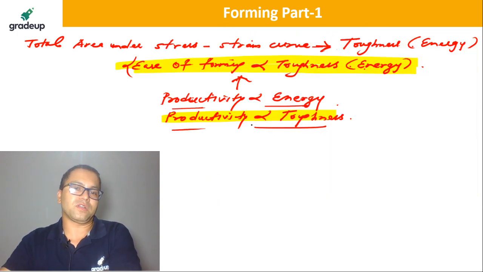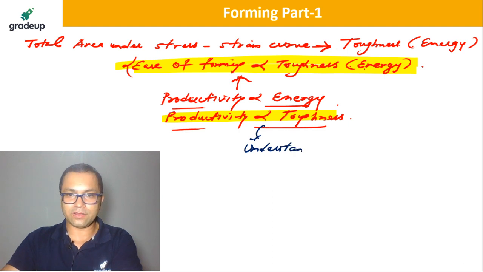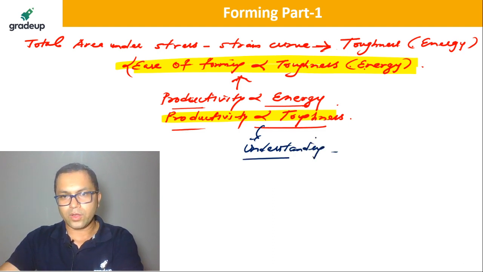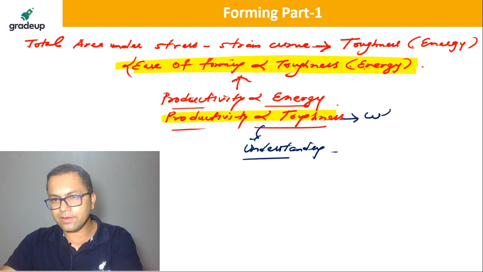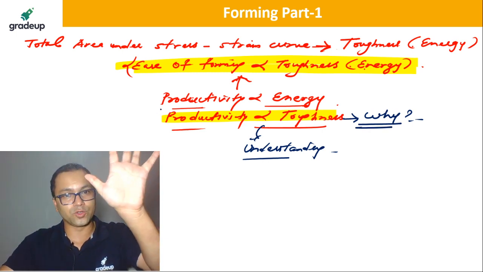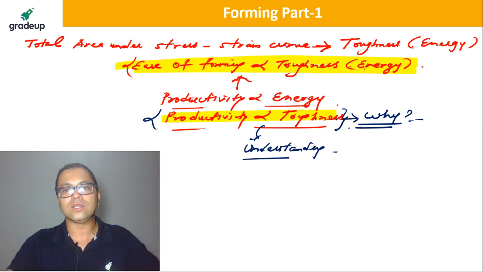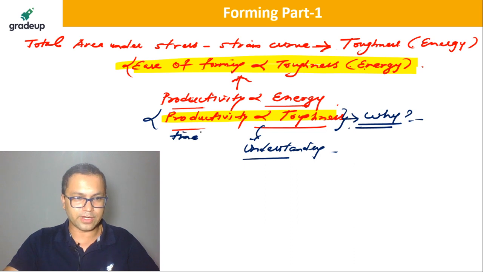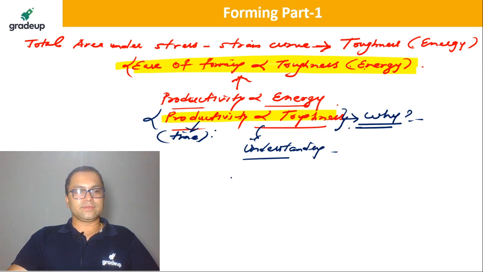Productivity is directly proportional to toughness. This is what understanding is. And let me tell you that even if you don't know why this is happening, that is fine, still it is fine. You should know this: productivity is directly proportional to toughness, and we are measuring productivity here in terms of time. That is what I can suggest to you, Ajit.